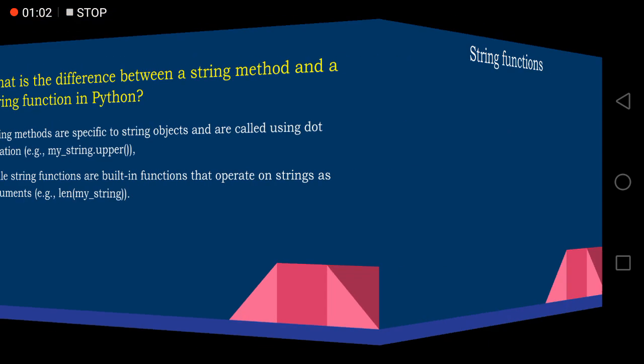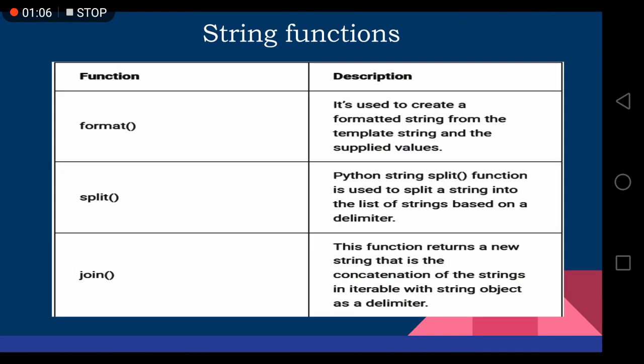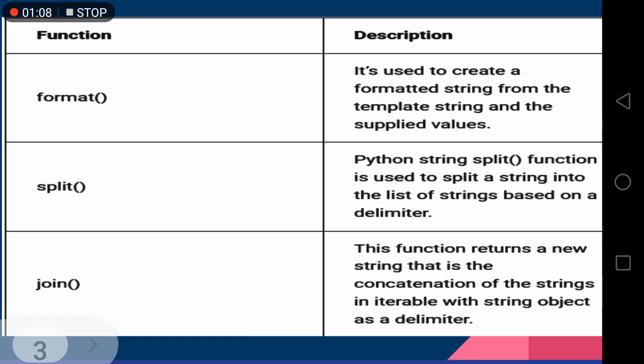Okay, so let us see a few functions in string and let us see the functionalities. First of all, we have a function called format. As the name implies, format helps to format the string in a neat manner. It is used to create a formatted string from the template string and the supplied values. So let's see the example in the next coming videos. Before that, we just see only the definitions of those functions.